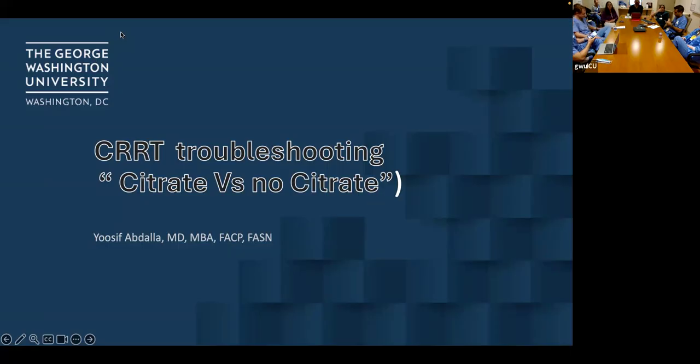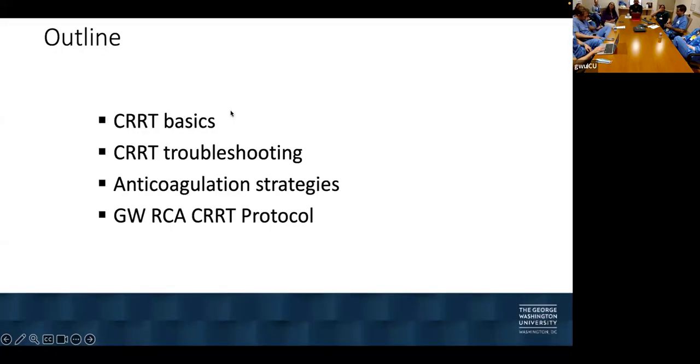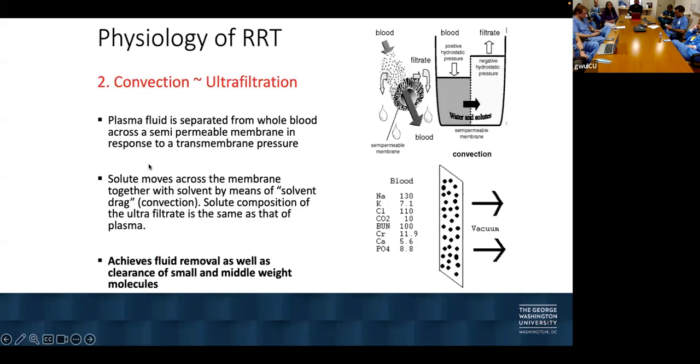Good evening, guys. So we'll start with a quick CRT basics, and then we'll look into troubleshooting for the fellows, and we'll talk about the GW CRRT protocol. So basically, regional citrate anticoagulation.